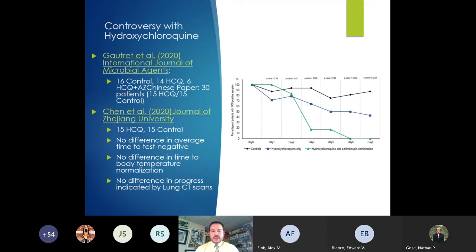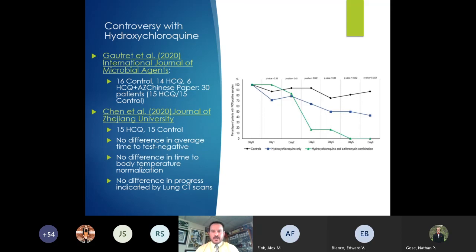But it's important to recognize that there's, again, only 30 patients here. I think 4 dropped out or something like that. So we're talking about a very, very small sample size.